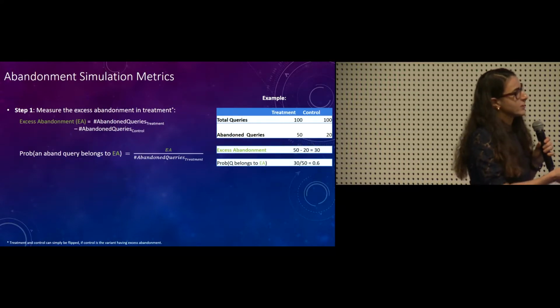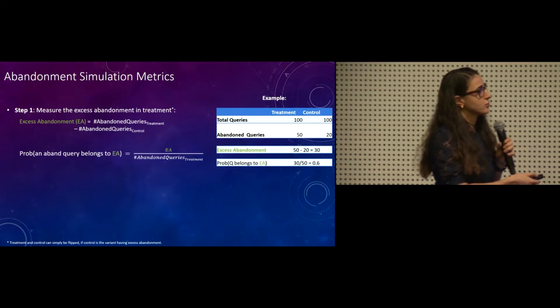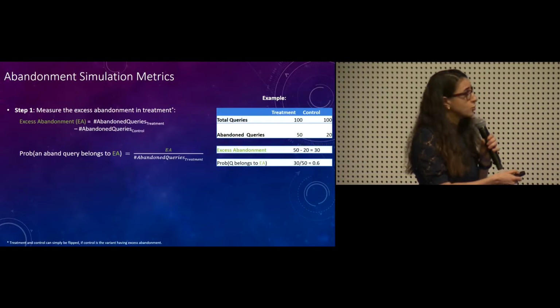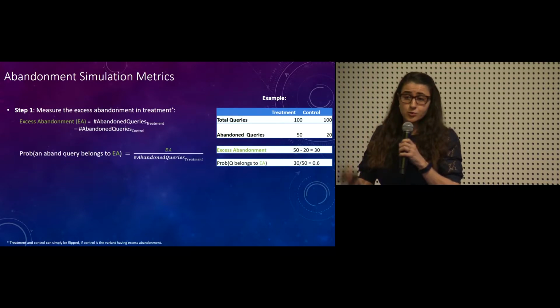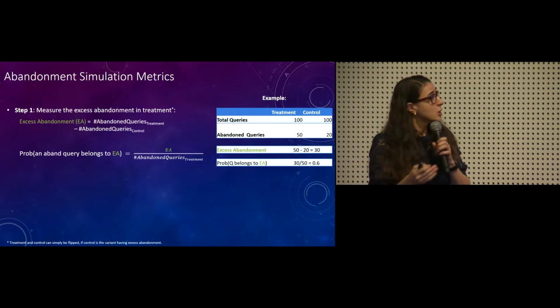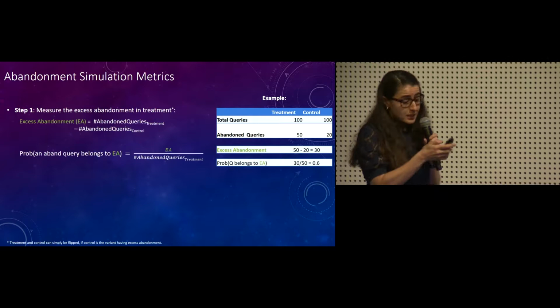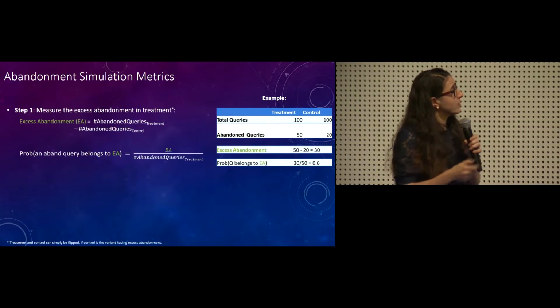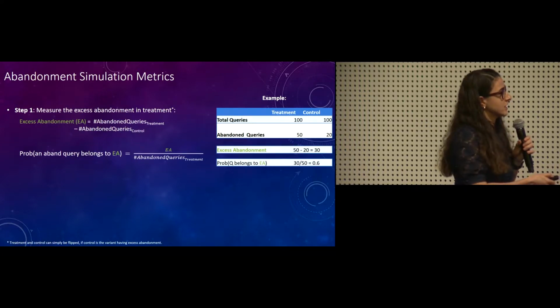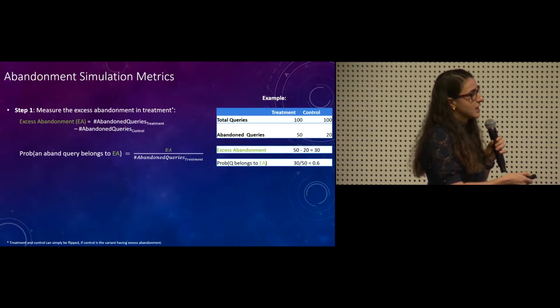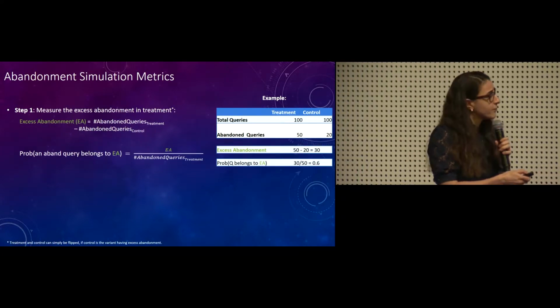So here, for example, just as a mock example, let's say we have 100 queries on treatment and control, and on treatment you have 50 abandoned queries and only 20 on control. So our excess abandonment is really 30 queries overall. That's the abandonment that the treatment added. So next we compute the probability of an abandoned query being an excess abandonment, and this is really just the fraction of the excess abandonment out of all the abandoned queries that we have.